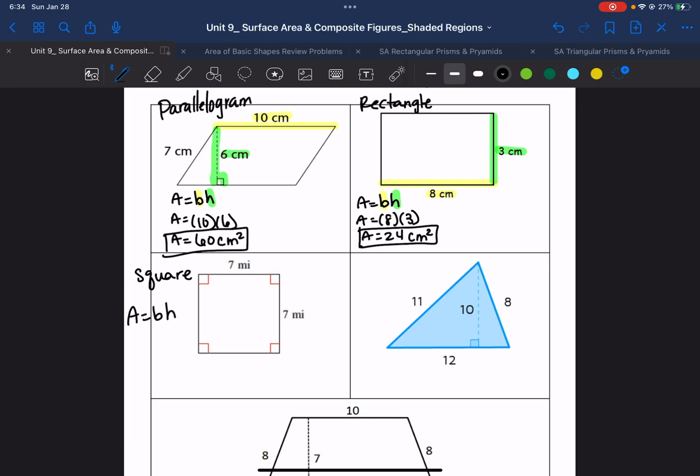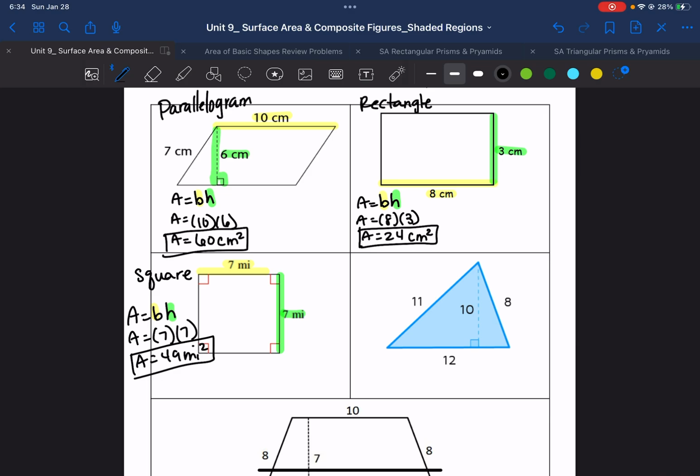Now remember, base is yellow, height is green. So base is going to be 7. Height is going to be 7. So that means we are going to do area is equal to 7 times 7, which is 49 miles squared.